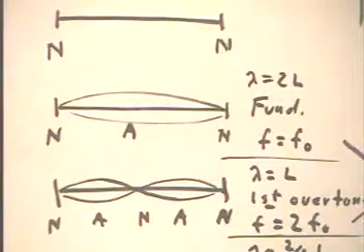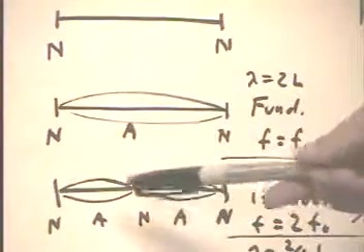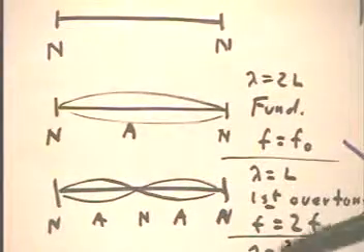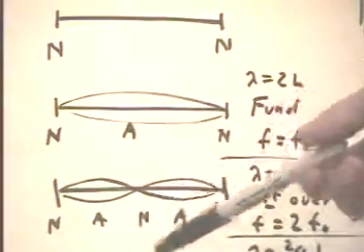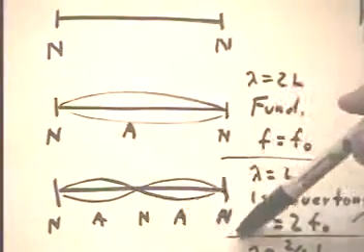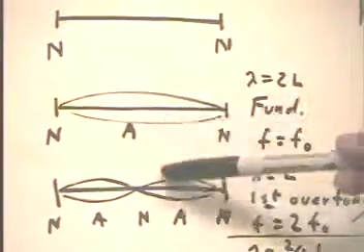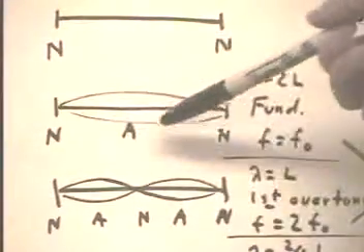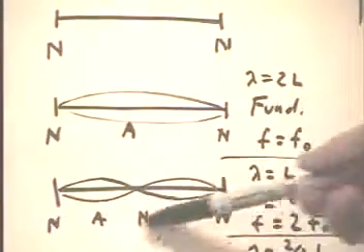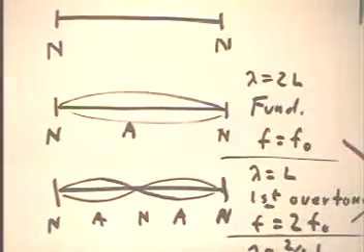The string will still have nodes at both ends, but we're going to add an antinode-node pair, so that we have node, antinode, node, antinode, node. Now there's nothing between here and here that you can do, since you have to have an antinode between two nodes and a node between two antinodes. This is the next possible stable configuration of the string, or the next possible harmonic of the string, next possible resonance.